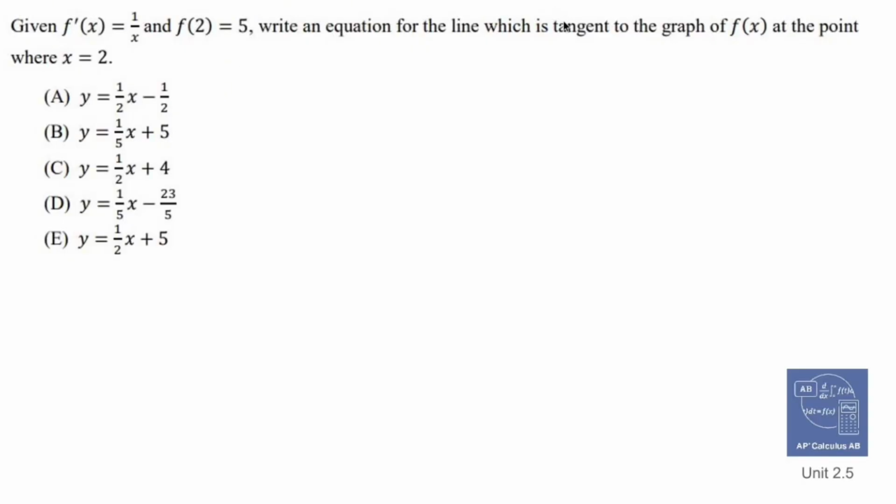Write an equation for the line which is tangent to the graph of f of x at the point where x equals 2. So I have some weird looking graph, and I don't know how accurate this is. This might not be accurate at all. But at some point on the original graph, wherever you have 2, you get 5. What I want to do is find the equation of a line tangent to that point. What I know is the derivative is 1 over x. So the derivative at this point 2 is going to give me the slope.